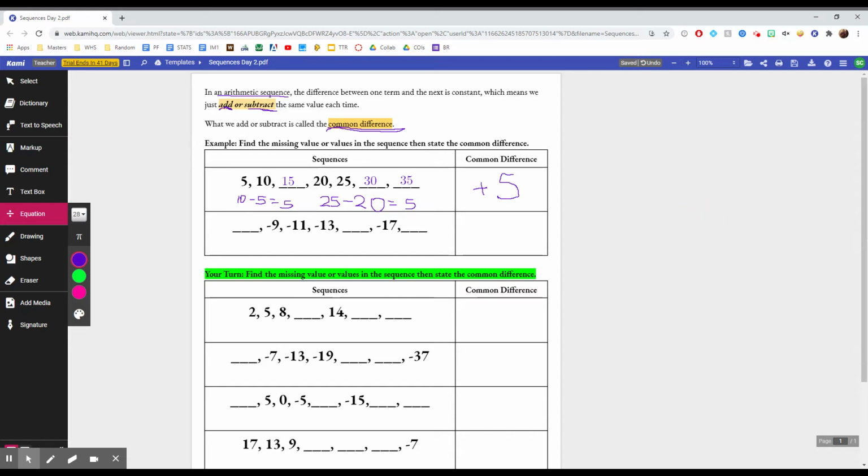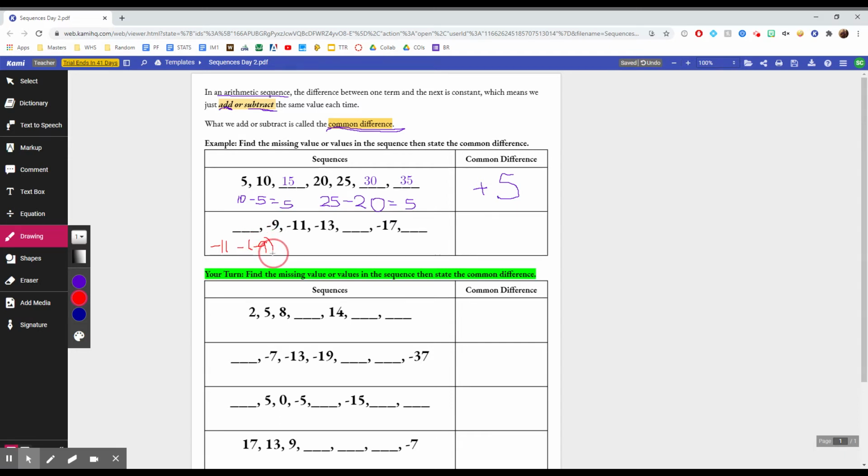Okay, now let's look at the next example. Now we have negative 11. We're going to find the common difference here. Since we have blank, negative 9, negative 11, negative 13, we're going to do this: negative 11 minus a negative 9.